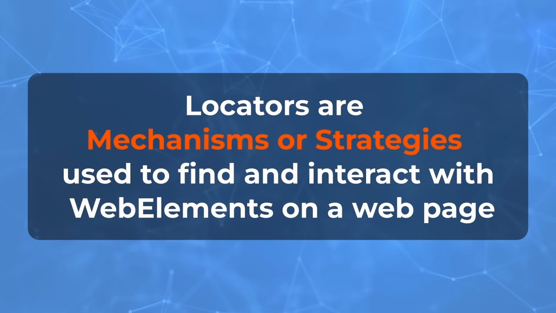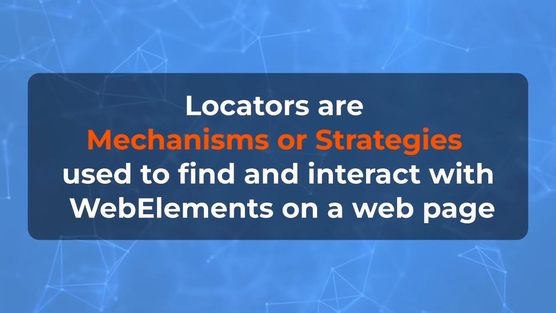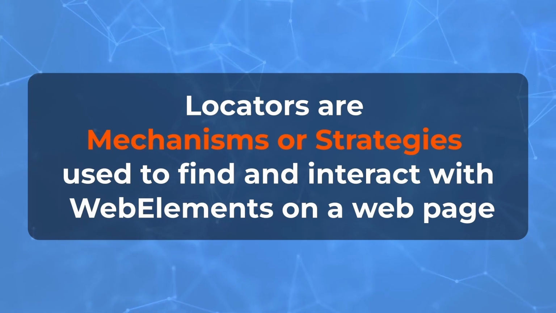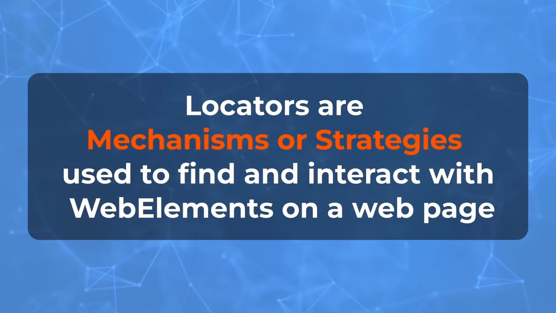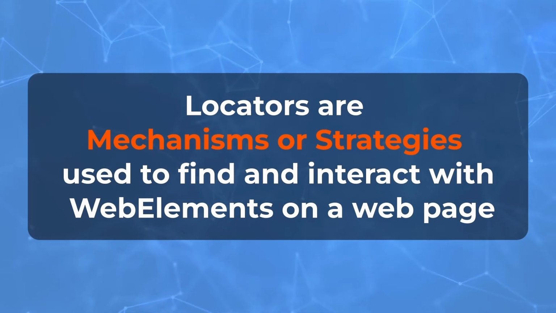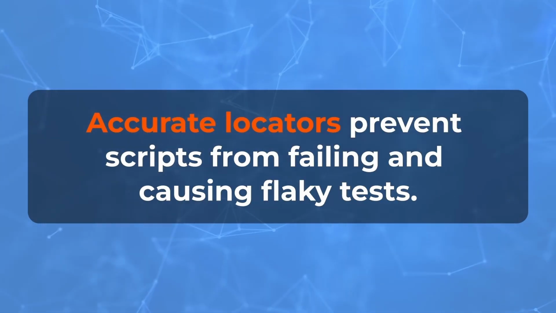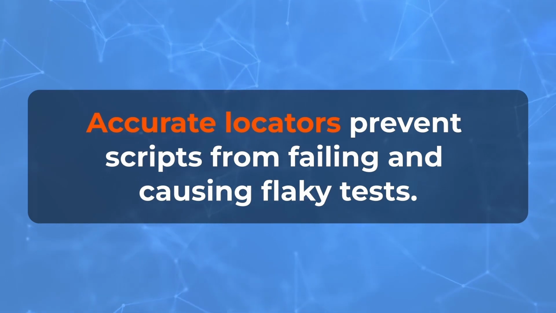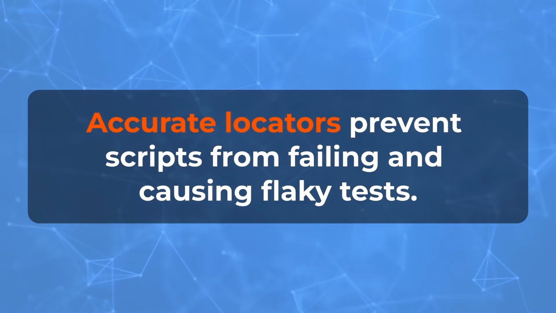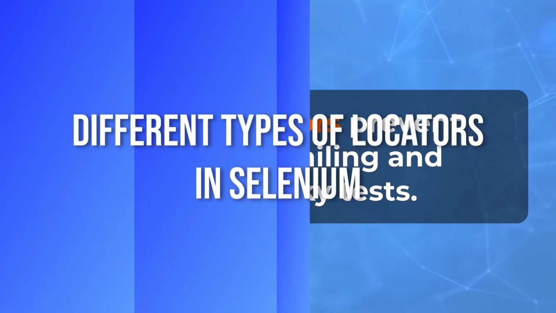So when somebody asks what locators are, we can say locators are a mechanism or strategy used to find and interact with web elements on a web page. They enable automation scripts to pinpoint the exact element on which actions such as click, typing, and retrieval of information are to be performed. And it is very important, as without accurate locators, scripts may fail to interact with the correct web elements, which is the main cause of flaky tests or test failures.